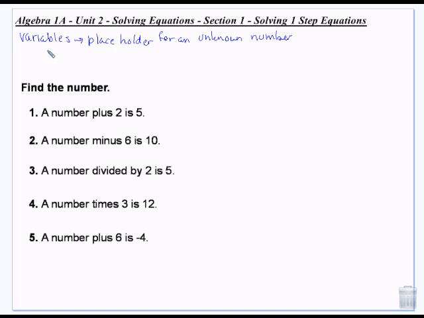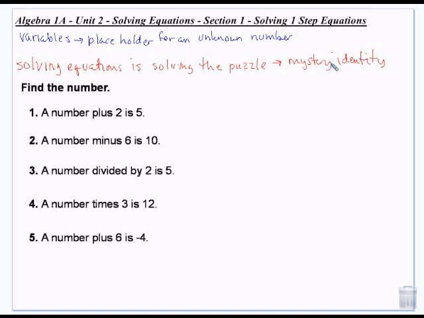And so x in this equation could be 2, x in another equation is negative 73, x over here is a half. It can be any number, so it changes. That's why they're called variables. And so solving equations is really solving a puzzle, and we're trying to find the mystery identity of that variable. Who is x trying to be?